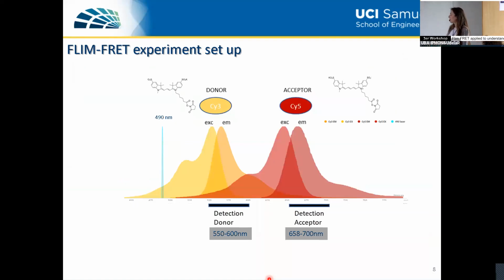So for our FLIM FRET experiment, we use the same donor and acceptor pair. Again, we excited with a pulse laser of 490 nanometers with a frequency of 80 megahertz. And then we detected the donor fluorescence in this channel of 550 to 600 nanometers. And then we had a second channel to detect the acceptor in the 658 to 700 nanometers, just to check that there was fluorescence over there, but all the analysis we did is just with the donor channel.